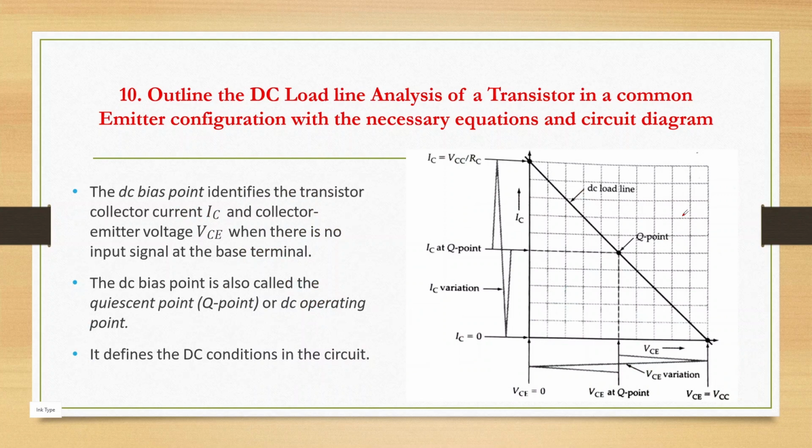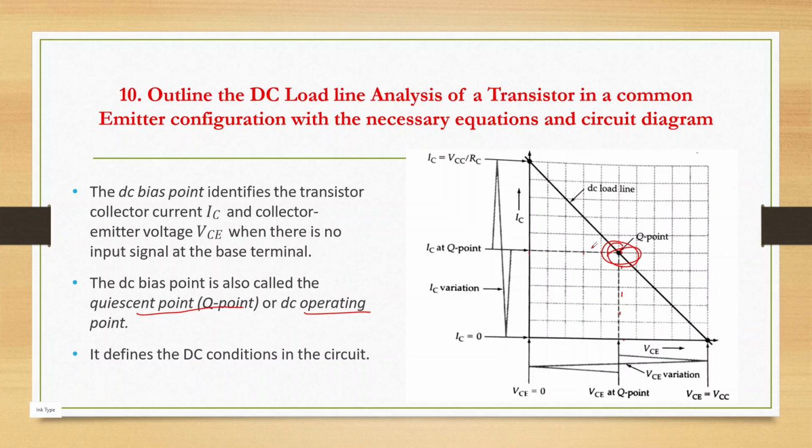How do we identify the DC bias point? That is the collector current and collector emitter voltage when there is no input signal. This DC bias point is also known as the quiescent point, or DC operating point, which defines the DC conditions of the circuit. So we choose the point on the DC load line, and its coordinates are the reference point. This is how we write the quiescent point on the DC operating line.